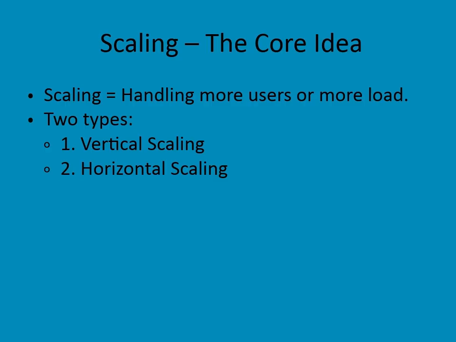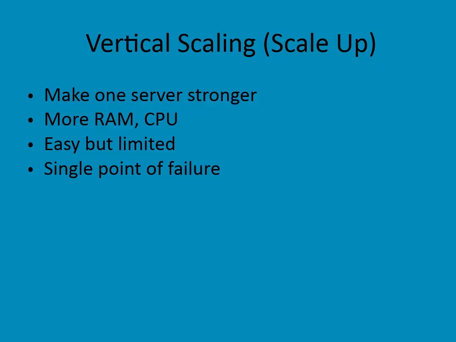Here, scaling simply means handling more users or more load. There are two main ways to scale a system: vertical scaling and horizontal scaling. Vertical scaling means making one machine stronger. That means you're adding more RAM, a faster CPU, or more storage. This is easy to do, but there is a limit. And if that one machine fails, your entire application goes down.